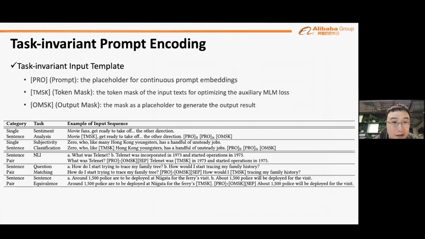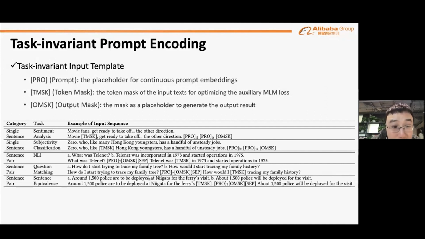Okay, and first, I'm going to introduce task-invariant prompt encoding. So we have three types of special tokens. The first is PRO, which means prompt. This is a placeholder for our continuous prompt embeddings. And the remaining two tokens are T-mask and O-mask. So given a classification task, either a single sentence task or a sentence pair task, we simply add these prompt tokens to the input and finally place an O-mask at the end.